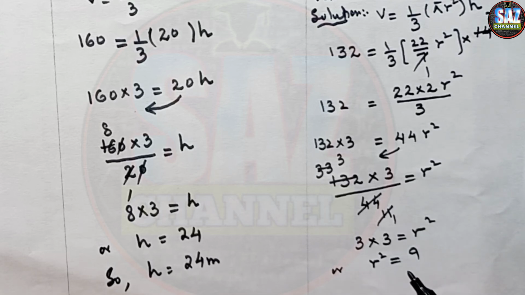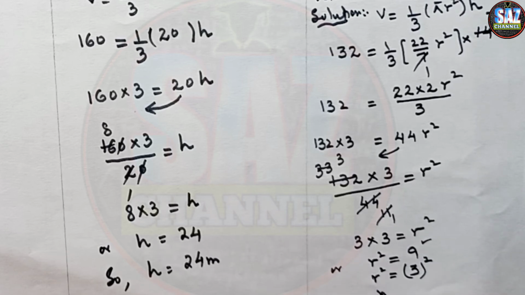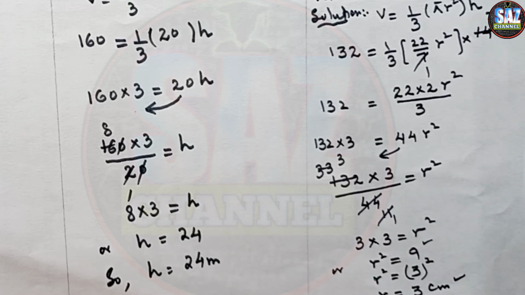We are closer to the answer. The question says find the base radius. So we have to think about the number whose square is 9. r² equals 3², and I have to take the square root, so r will be equal to 3 centimeters. I hope really easy questions.